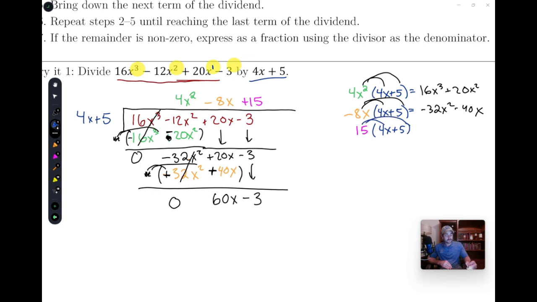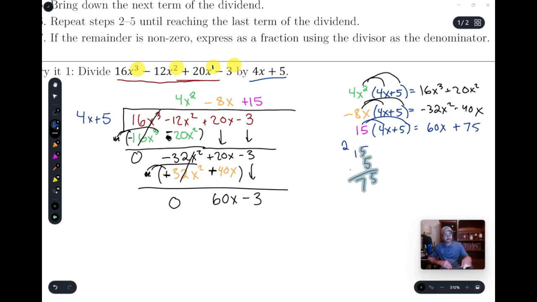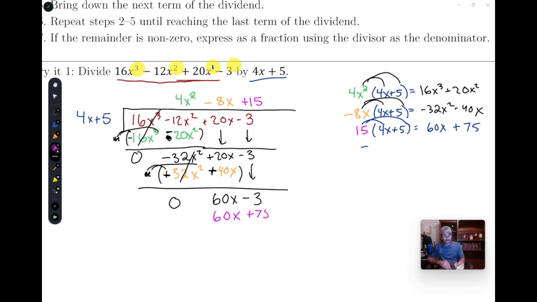Do your distribution, and you should get 60x. That's going to cancel, that's great. And 15 times 5. Checking my math skills here, how fast I can do them in my head. Just to make sure, 75 plus 75. All right, now I'm going to bring that back down. This is the pink term, 60x plus 75.